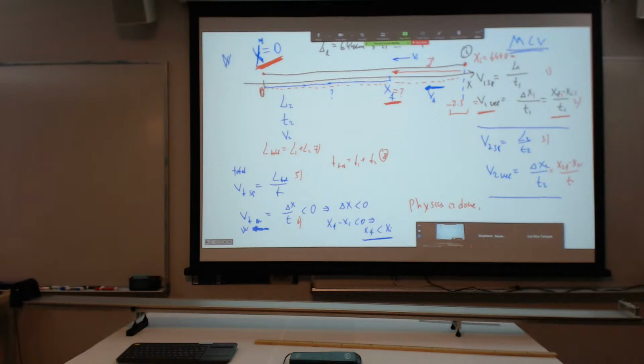You begin here. That's initial 6440. You end up here. That's final 0. You can use this equation for calculating this time. So what I'm ending up with is 2,576 seconds. That sounds like a lot. But also, even though velocity is negative, do we take the absolute value of the time?